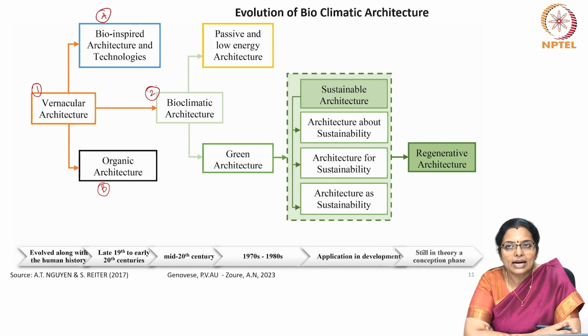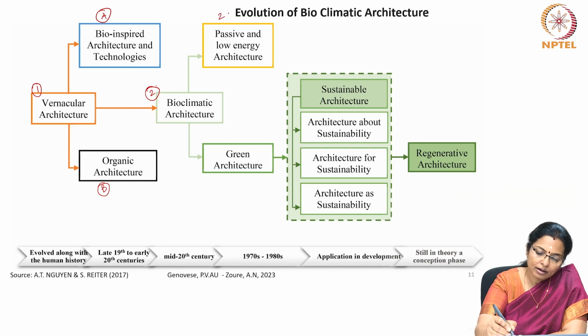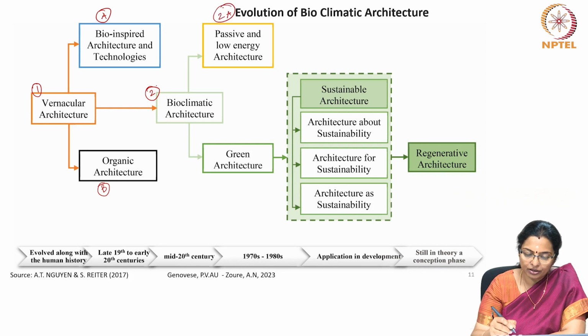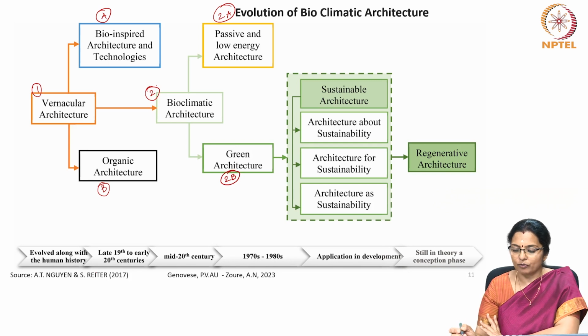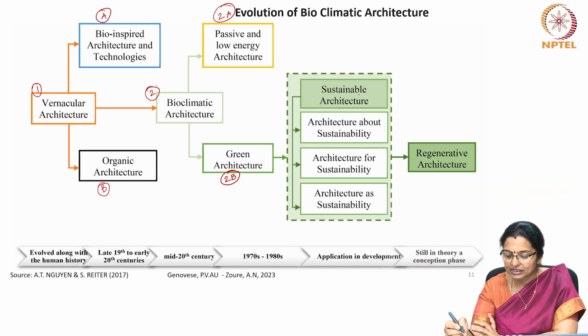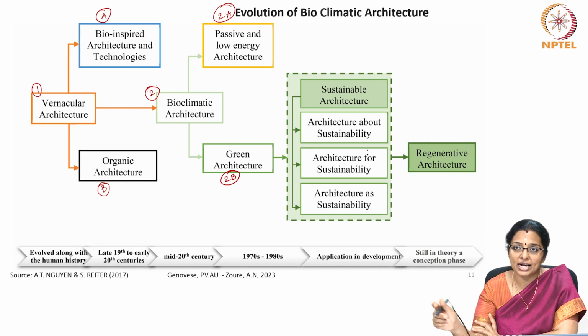So, this looks at passive design solutions which adapt to climatic conditions to create indoor comfort, better satisfying the demands of building occupants, and this is used since the mid 20th century. And then comes passive and low energy architecture and green architecture, as we have already seen. So, if you see how it is periodically evolving, the green architecture leads to sustainable architecture, architecture about sustainability, architecture for sustainability, architecture as sustainability, and then it culminates, or the future is in regenerative architecture.